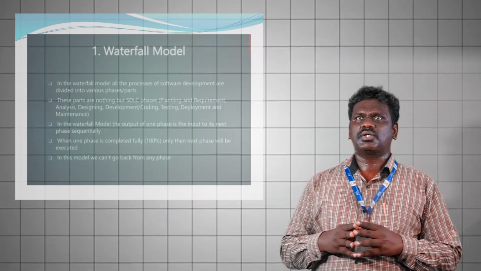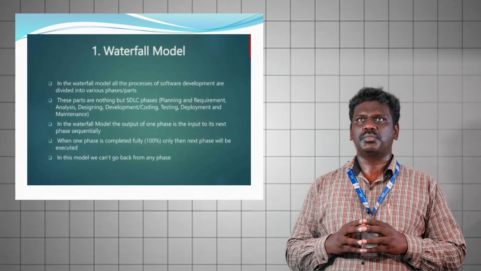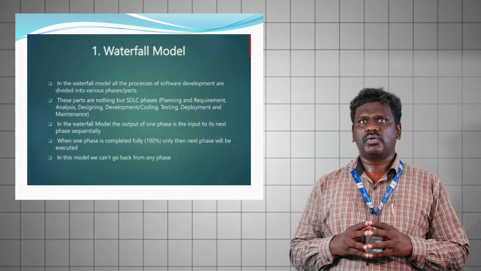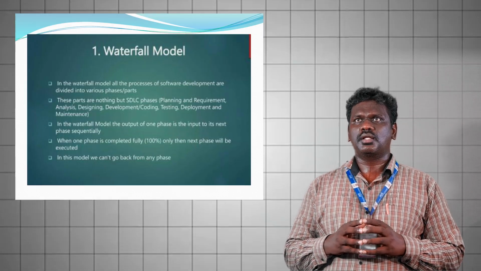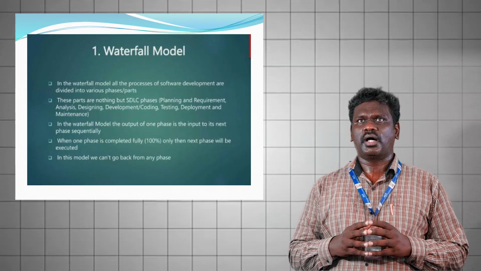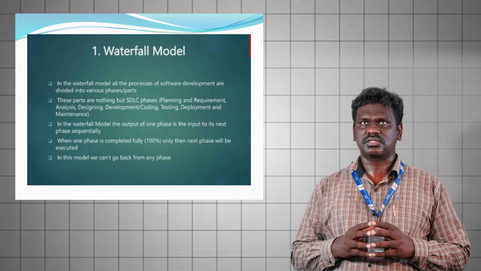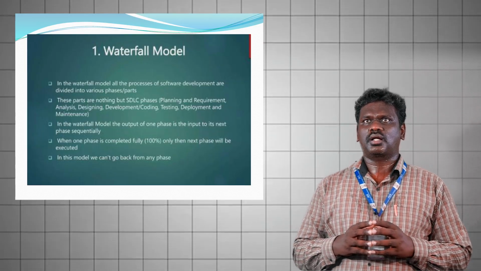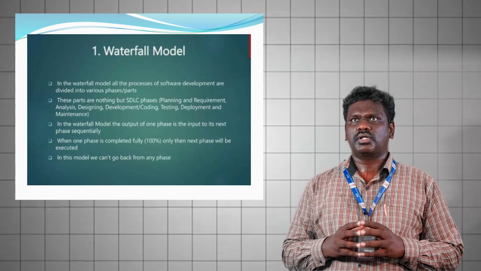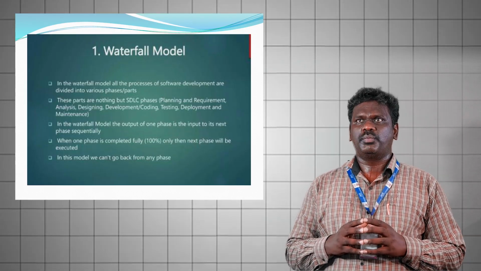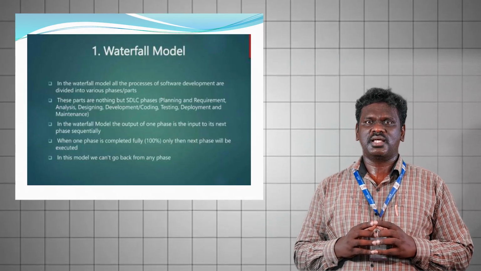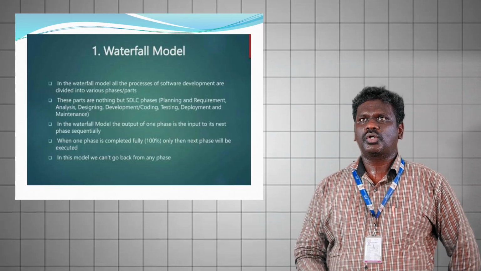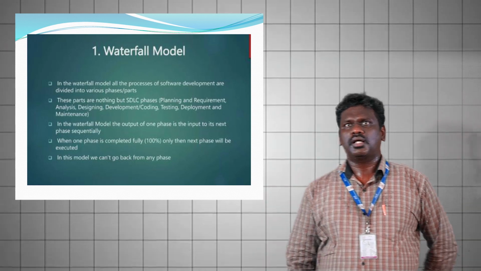Next, the first one: we want to know what is meant by the waterfall model. In the waterfall model, all the processes of software development are divided into various phases or parts. These parts are nothing but the software development life cycle phases: planning and requirement analysis, designing, coding, testing, deployment, and maintenance.